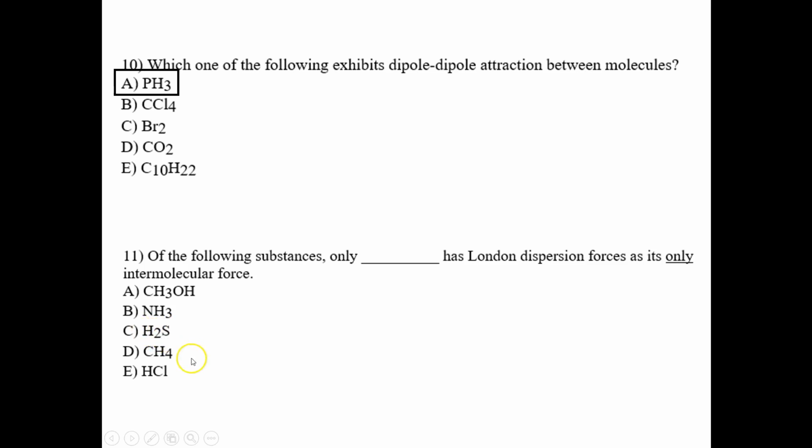It is polar. Hydrogen chloride is a diatomic molecule between two different elements. They have different electronegativities, therefore that's a polar molecule. Only methane, which is tetrahedral, in which all of the bonds cancel each other out, is a nonpolar molecule. And so the correct answer here is B.